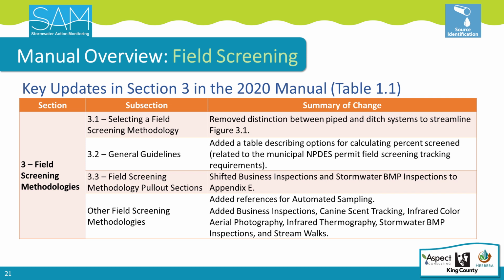And then in other field screening methodologies, we added some information for automated sampling. We also added some methodologies that were formerly in the source tracing methodologies section, and those included infrared color aerial photography, infrared thermography, and stream walks. And I mentioned those business inspections and stormwater BMP inspections were shifted to other field screening methodologies. They're still there in the manual, just the content is in an appendix. And we also added canine scent tracking to other field screening methodologies.